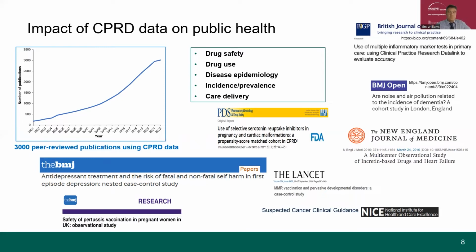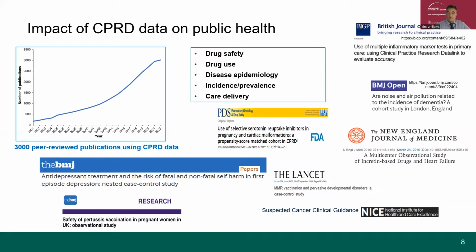Over the years CPRD has been available, we've had over 3,000 publications associated with our data, and some really important ones as well. So, for example, CPRD was used to assess the safety of pertussis vaccine in pregnant women, done by colleagues within the agency, to ensure that vaccination in pregnant women was safe.